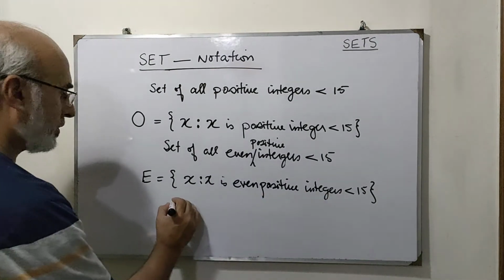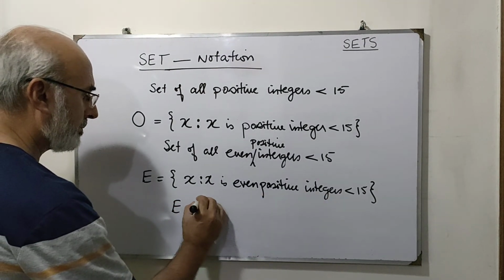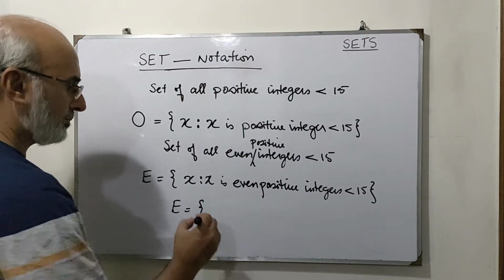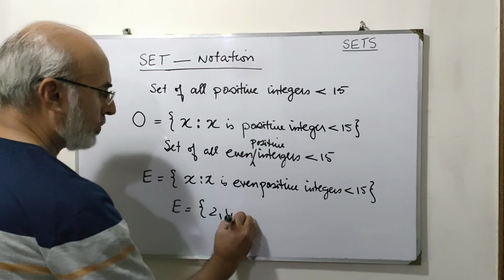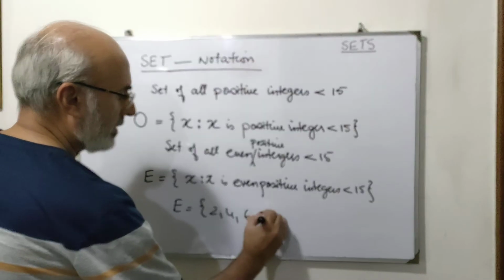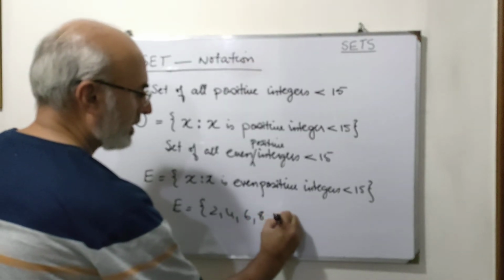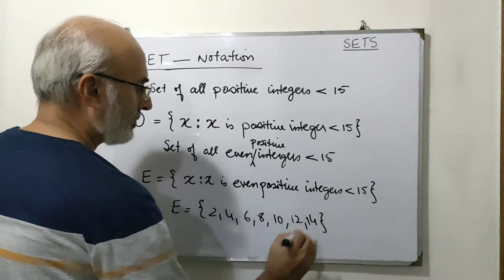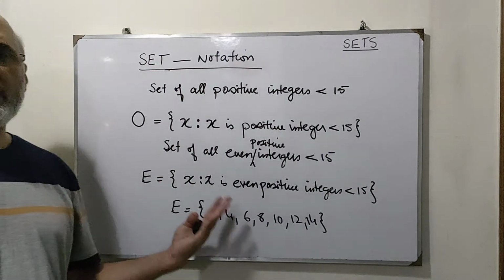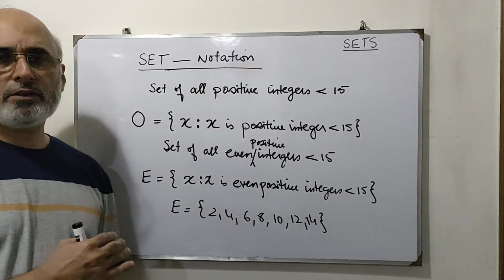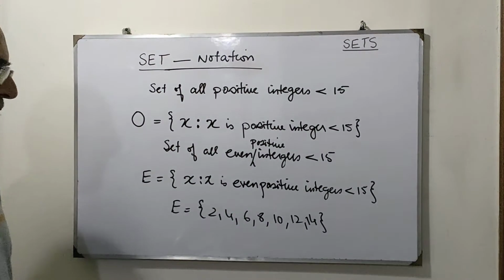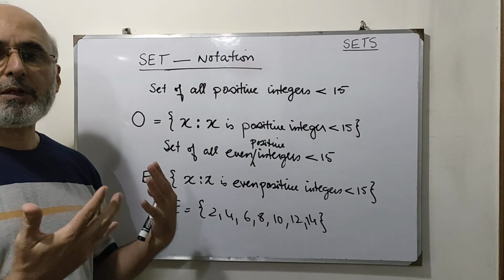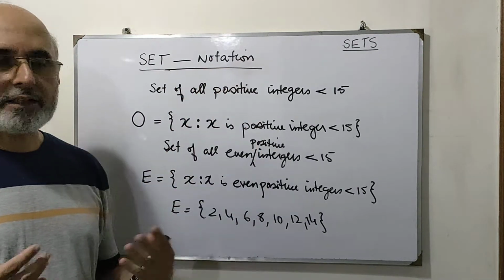So E equals, less than 15, positive ones, 2, 4, 6, 8, 10, 12, 14. Okay, we may add 0. Sometimes the 0 is a member also. Okay, so this was about the set notation. Let's move further.